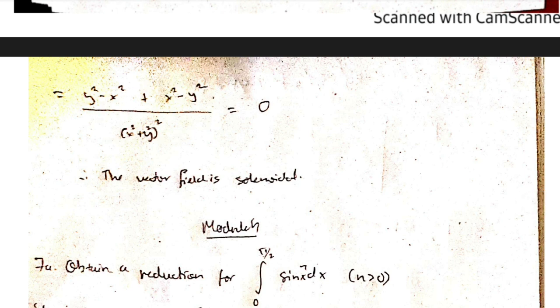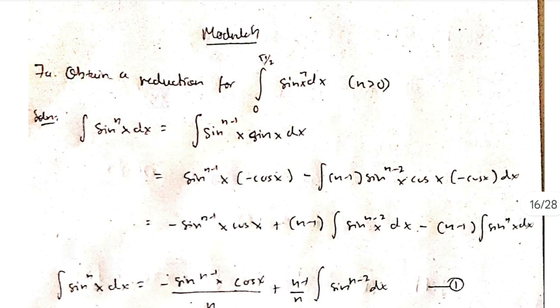So in module 3, you need to know the vector formulas and the divergence, curl and gradient formulas. Most of the questions are asked from these topics. Moving on to the next module, here we have two things: the reduction formula, and another thing we will be discussing in the other question.